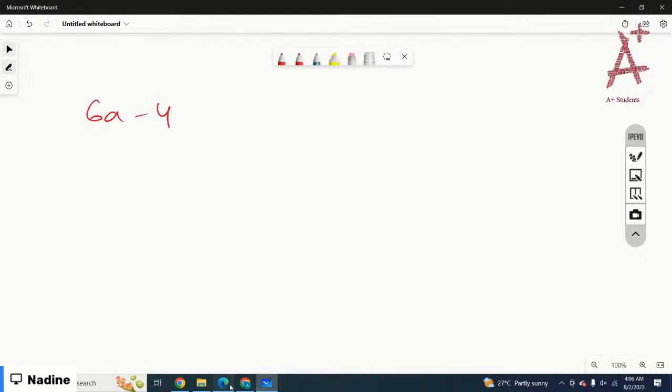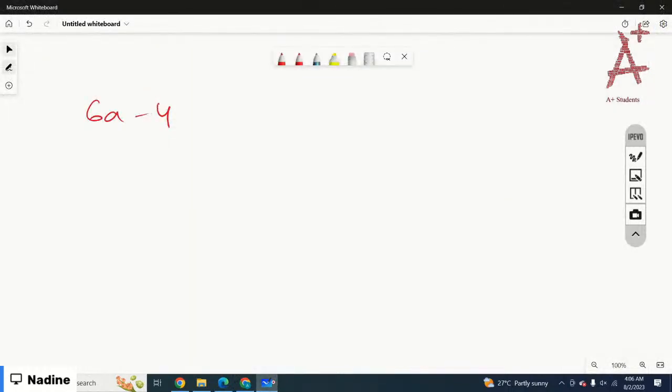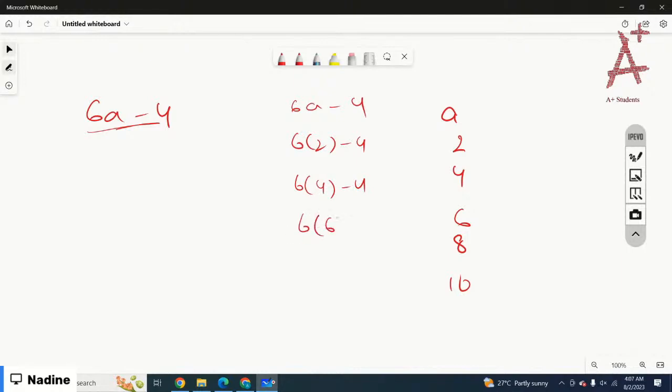And the table of values is 2, 4, 6, 8, and 10. The expression is 6a minus 4. So 6 times 2 minus 4, 6 times 4 minus 4, 6 times 6 minus 4, 6 times 8 minus 4, and 6 times 10 minus 4.